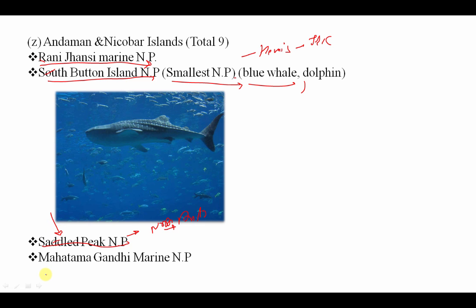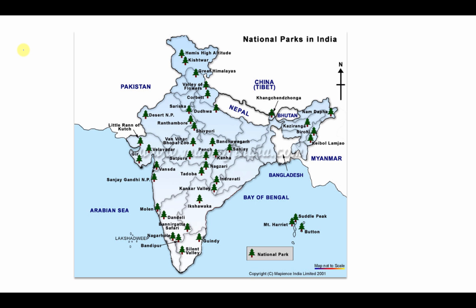And fourth is the Mahatma Gandhi Marine National Park. So you need to remember the 4 national parks from the Andaman and Nicobar region: Rani Jhansi, South Button, Mahatma Gandhi and the Saddle Peak National Park. So friends, these are the important national parks of India. If you want to remember, you can easily do it from the map. That is why I gave you this map.